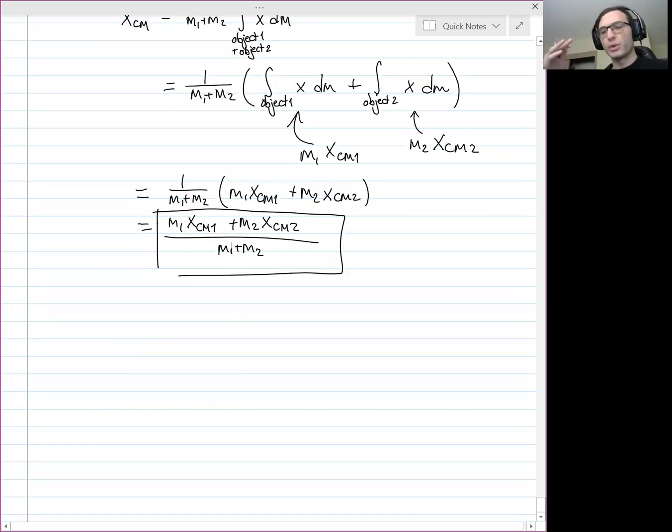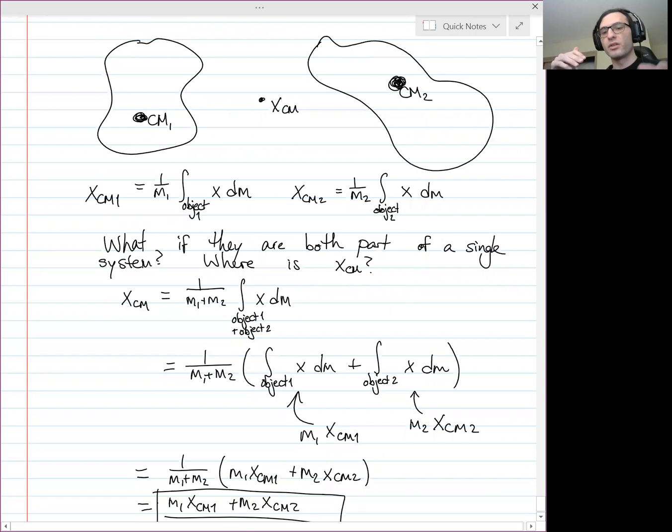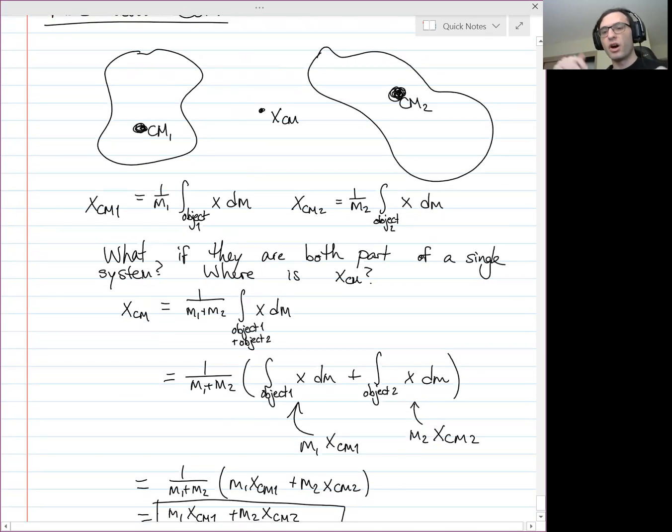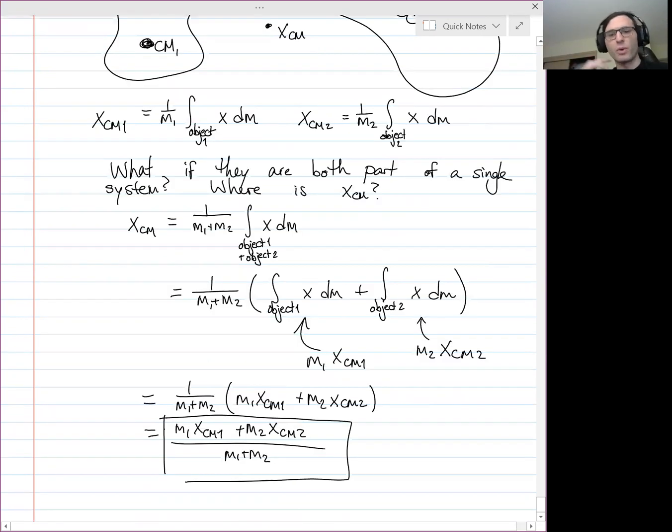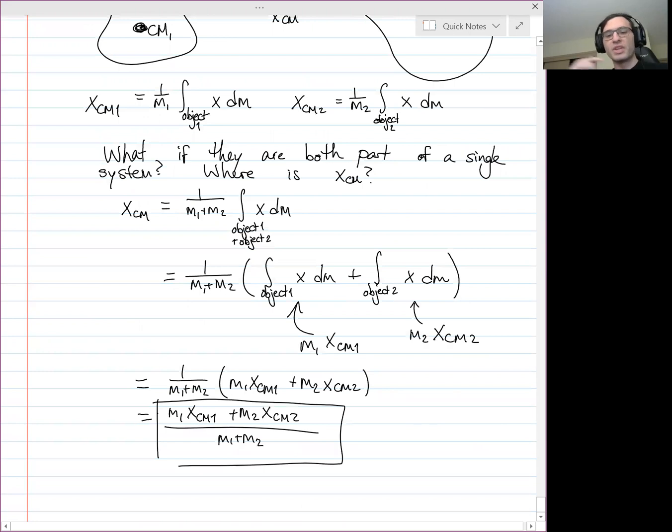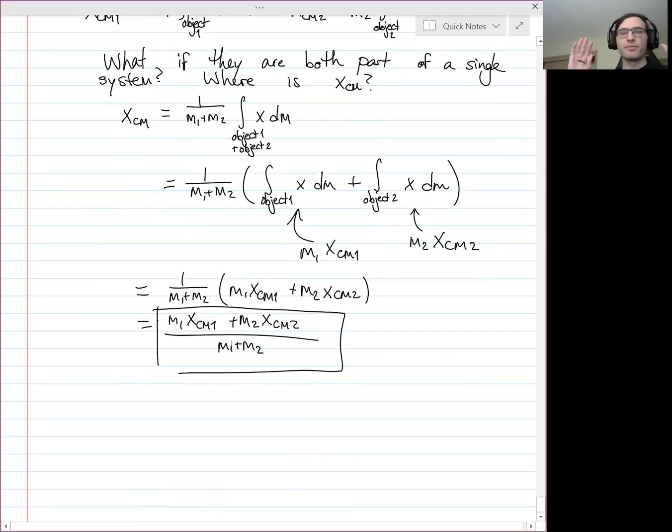This should be intuitive because all of this integrating and all that business is taken care of by the time you already know where the center of mass is of each individual object. And then you can just imagine that they're point masses, and then take the center of mass of those two point masses. And by the way, obviously this works for the y coordinate and the z coordinate as well. But the idea is the centers of mass themselves can almost take the place of the object.